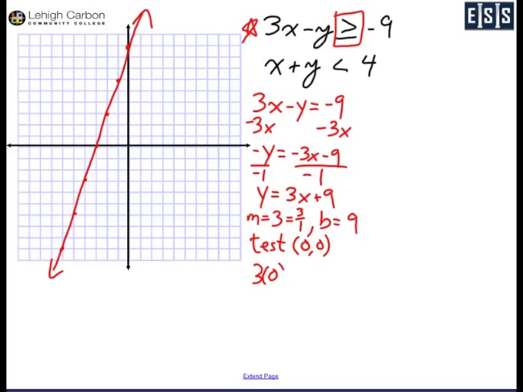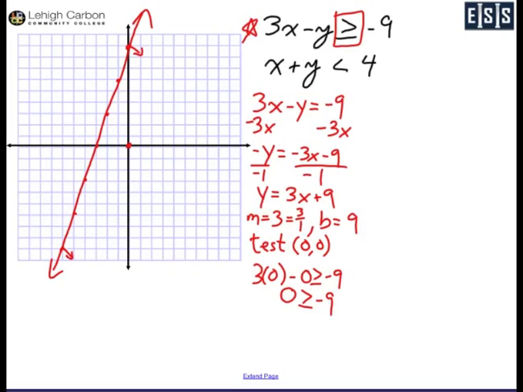3 times 0 minus 0 is greater than or equal to negative 9. 3 times 0 is 0, minus 0 is 0. 0 is greater than or equal to negative 9. That is true. My point 0, 0 is here. I want to shade on that side of the line. So again, I make my little arrows to remind myself.